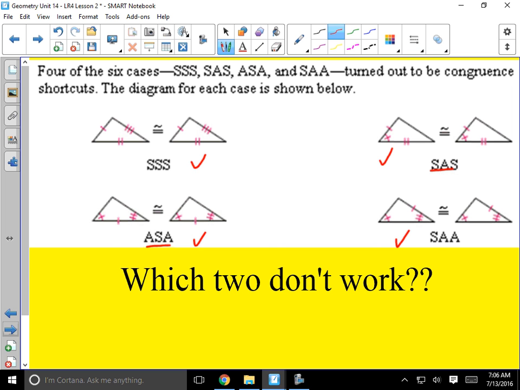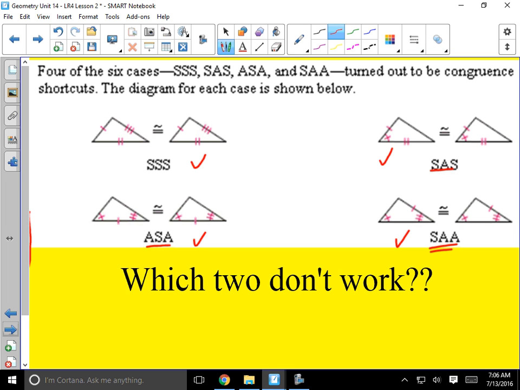The one that's really different is the side-angle-angle. And just remember, you can skip over one piece, but you can't skip over more than one piece when you're trying to name the triangles.